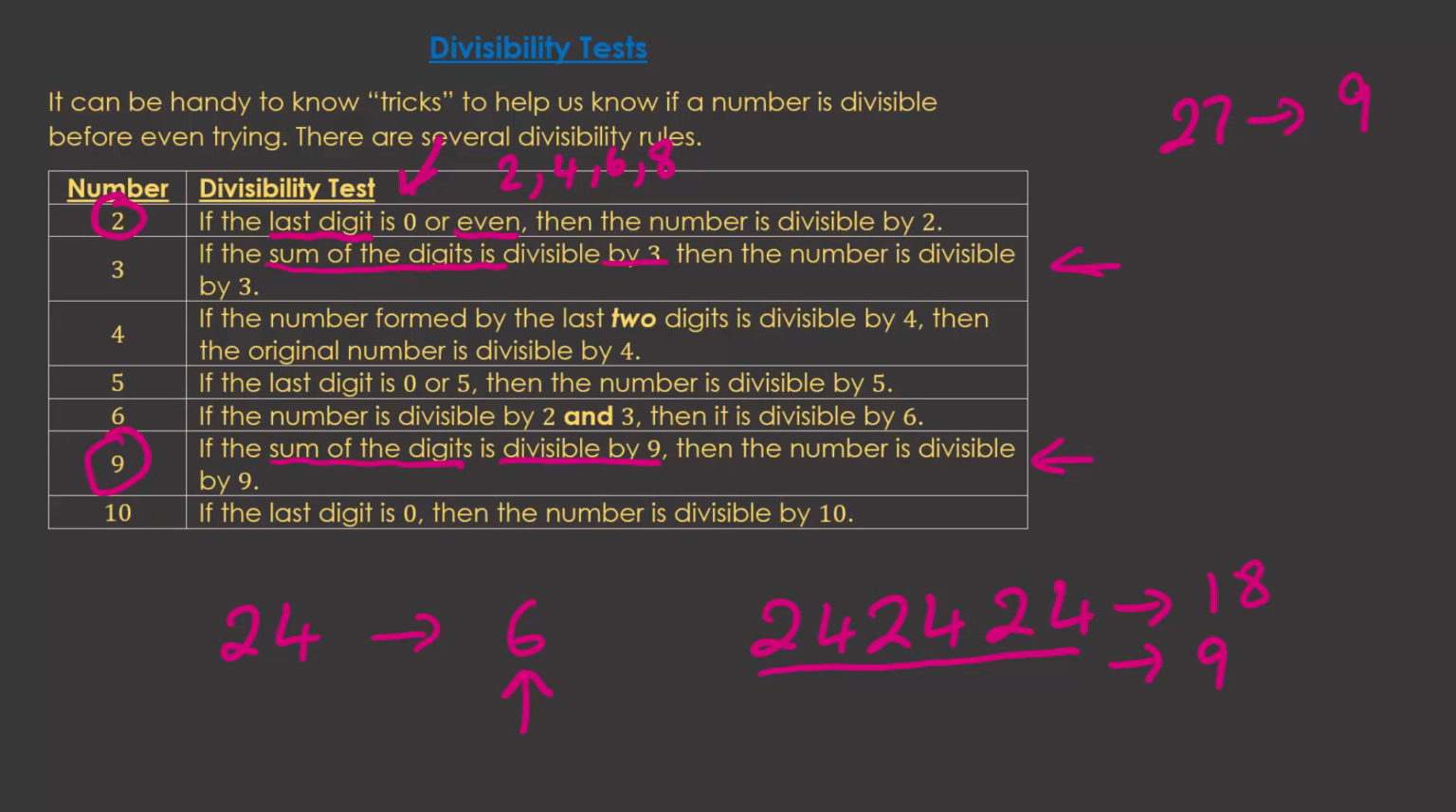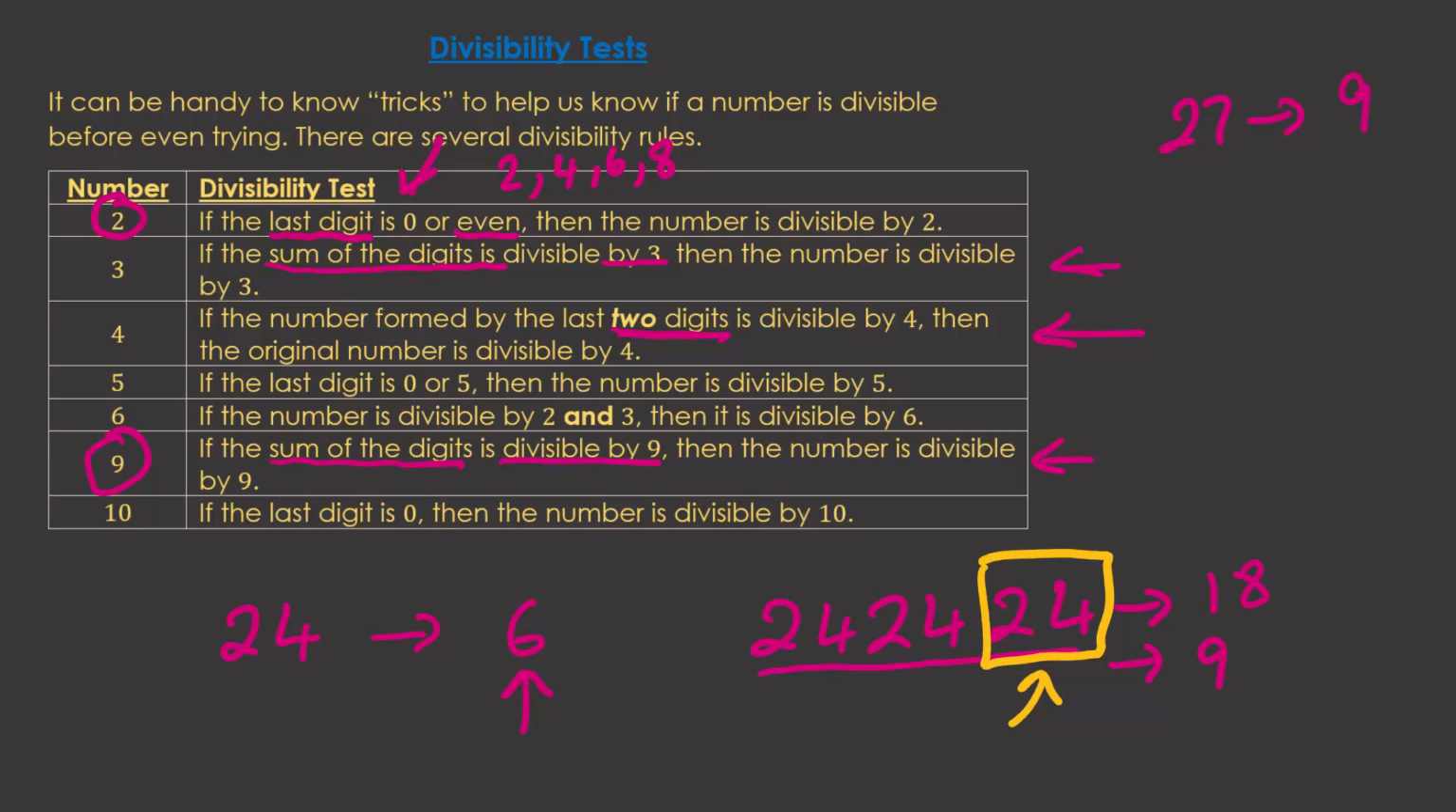For 4, what you need to do is look at the last 2 digits of a number. Doesn't matter how big the number is. So if we look down at this big number down here, it finished with a 24. 24 is divisible by 4, and so that number is divisible by 4. So it's a similar sort of test to that for 2, but you need to look at the last 2 digits.